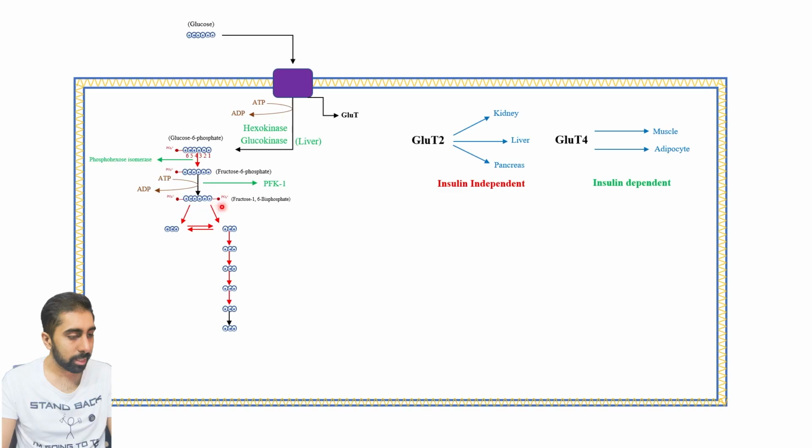In the next step, our 6-carbon molecule is split into 3-carbon molecules, and they both have their own phosphate groups. This one is dihydroxyacetone phosphate, and this one is glyceraldehyde 3-phosphate.